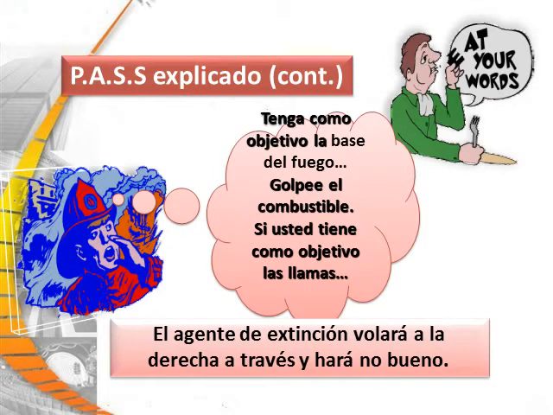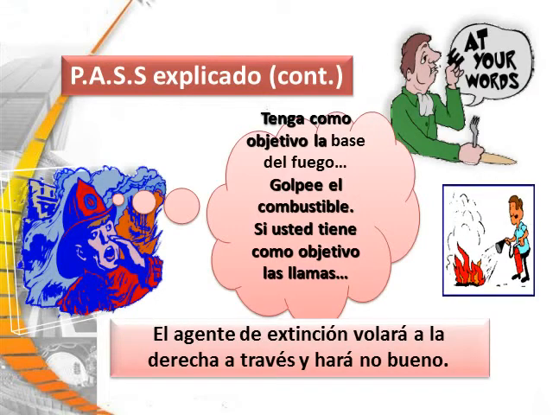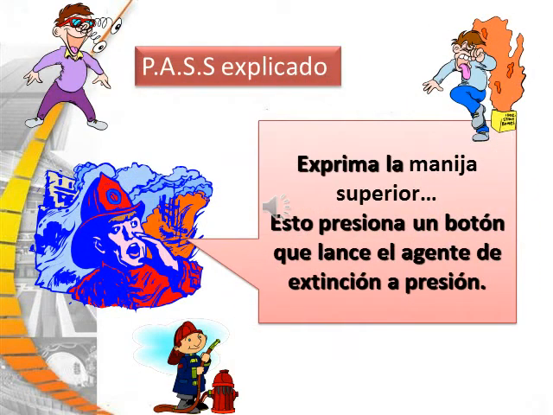A stands for aim. Aim at the base of the fire. Hit the fuel. If you aim at the flames, the fire extinguishing agent will fly right through it and do no good. S stands for squeeze. Squeeze the top of the handle. This depresses a button that releases the pressurized agent.